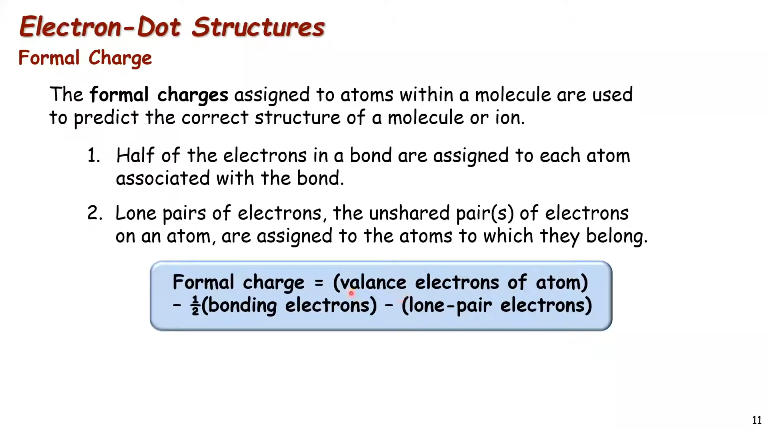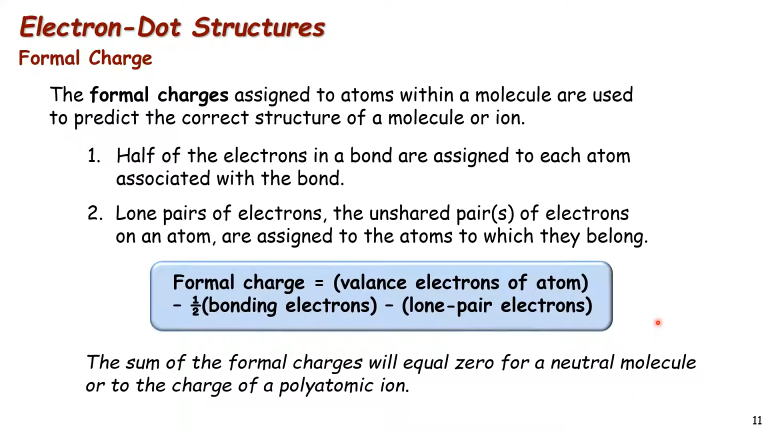So basically, we're going to take the valence electrons of a given atom. Again, we're going to assume it's neutral, so whatever the group number of that atom is. We're going to subtract 1/2 of the bonding electrons, right? Because half go to one atom, half go to the other. And then we're going to subtract the lone pair electrons, and that's going to give us the formal charge. The sum of the formal charges is going to equal 0 for a neutral molecule, or it's going to equal the charge of the polyatomic ion.